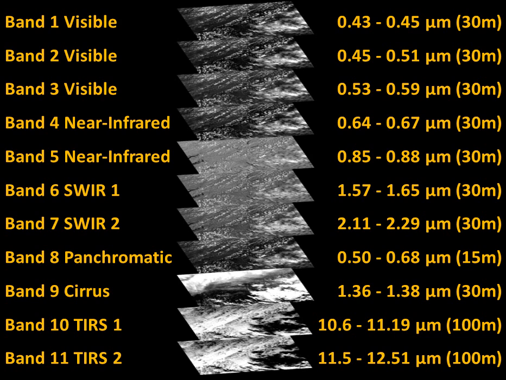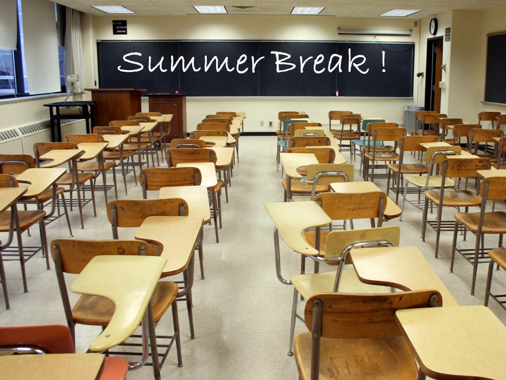So this is actually Landsat 8. It has 11 bands from the visible spectrum at the top to the thermal infrared side of the electromagnetic spectrum at the bottom. These are the 11 bands that are available with Landsat 8. So really that concludes the remote sensing 101 class.